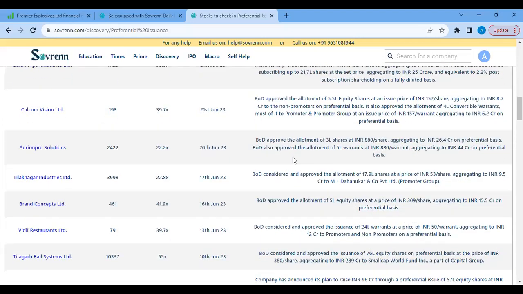Okay. Which company raised 26.4 crores? The correct answer is Orion Pro, and Prashant ji and Nawaz Bhai answered it correctly. Right? Is this information useful? Yes or no?